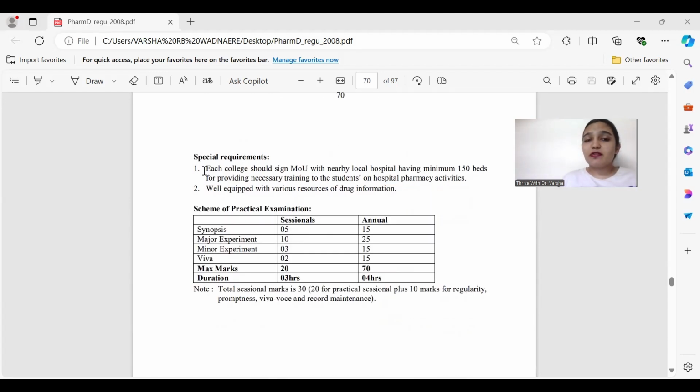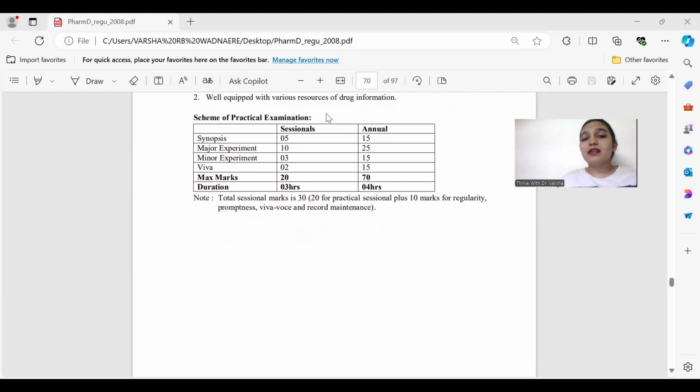There is now a special requirement: if your college has signed any MOU with a nearby 150-bedded hospital, or wherever you are doing an internship, you will have to perform hospital pharmacy services. That is, you will have to work in that hospital pharmacy, and over there you should provide drug information. So if any patient, hospital pharmacist, doctor or nurse has any query, you should be able to answer that query. The practical examination scheme is the same as you had in previous years. It will be the same for sessional as well as annual exams.